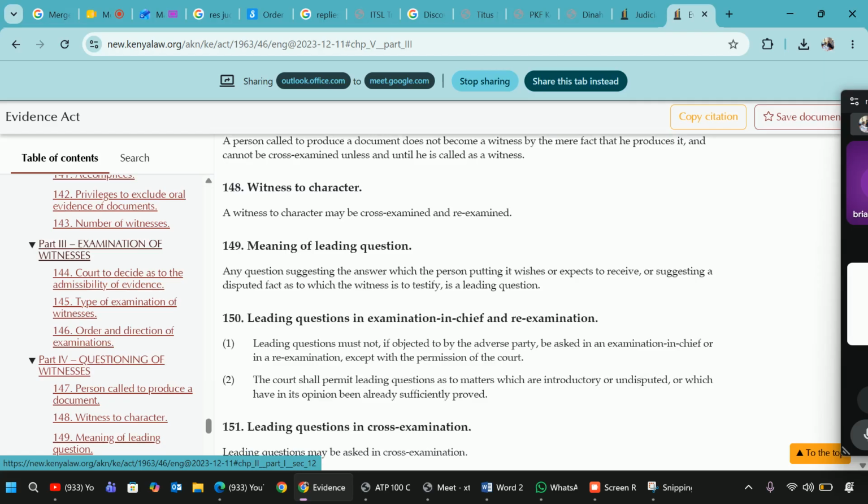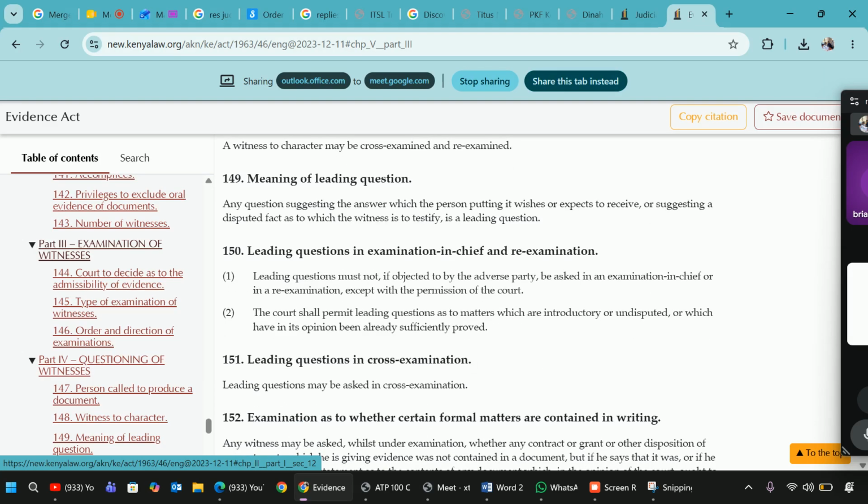150. Leading questions in examination in chief and re-examination. 1. Leading questions must not, if objected to by the adverse party, be asked in an examination in chief or in a re-examination, except with the permission of the court. 2. The court shall permit leading questions as to matters which are introductory or undisputed, or which have, in its opinion, been already sufficiently proved.